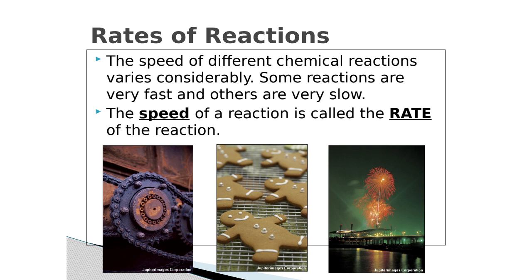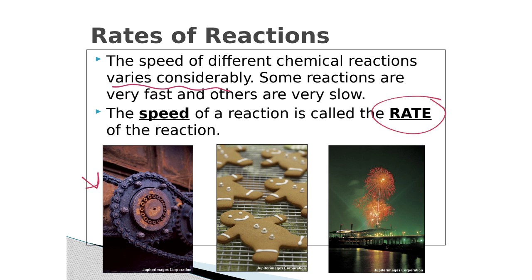For any chemical reaction that we observe or talk about theoretically, how fast or slow the reaction occurs varies considerably. So some reactions are extremely fast, others are slow, some are medium in terms of their rate or their speed. But either way, the speed or how fast a reaction proceeds is what we call the rate of the reaction.